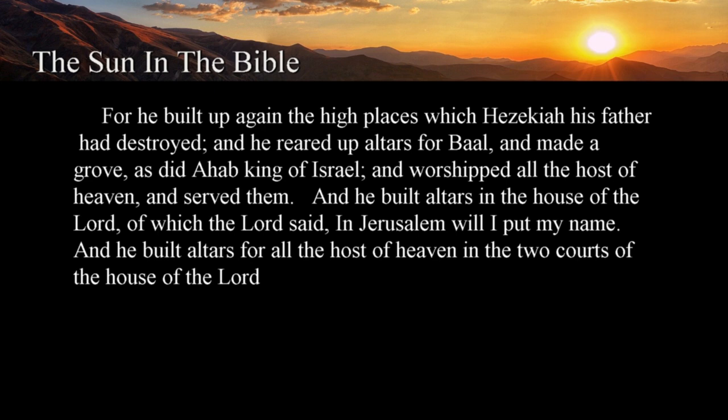For he built up again the high places which Hezekiah his father had destroyed, and he reared up altars for Baal, and made a grove as did Ahab, king of Israel, and worshipped all the host of heaven and served them. And he built altars in the house of the Lord, of which the Lord said, In Jerusalem will I put my name. And he built altars for all the host of heaven in the two courts of the house of the Lord, in 2 Kings 21:3 through 5.